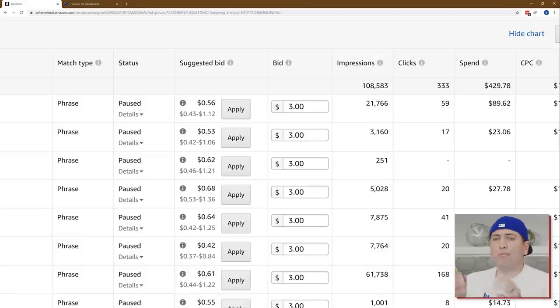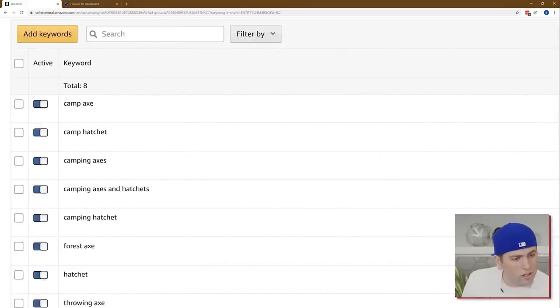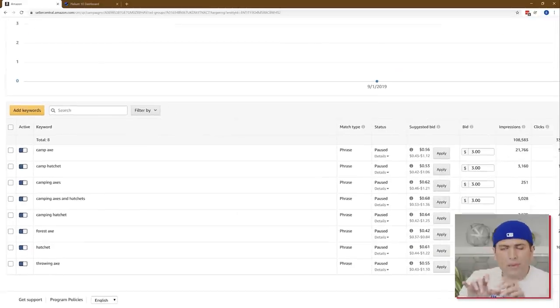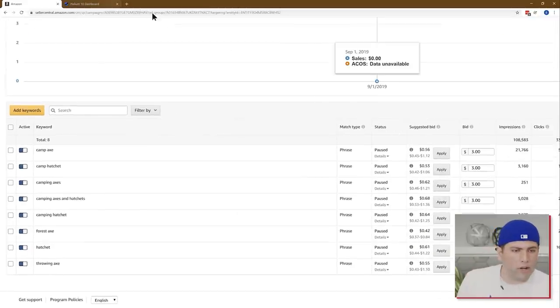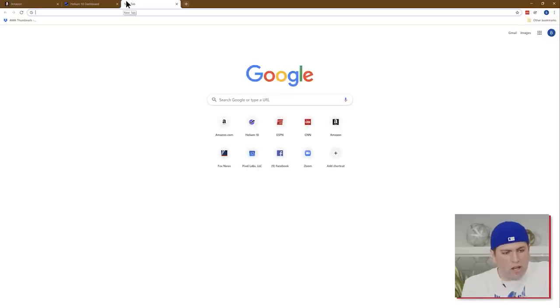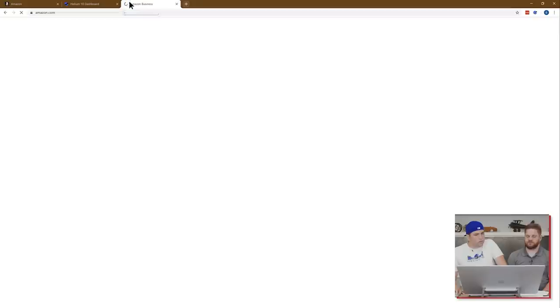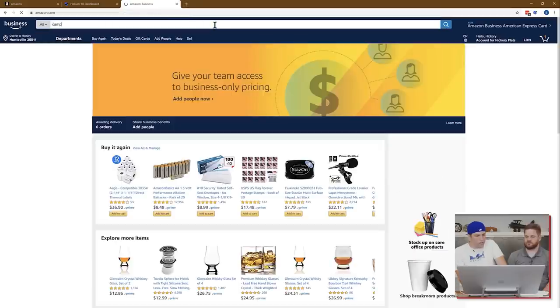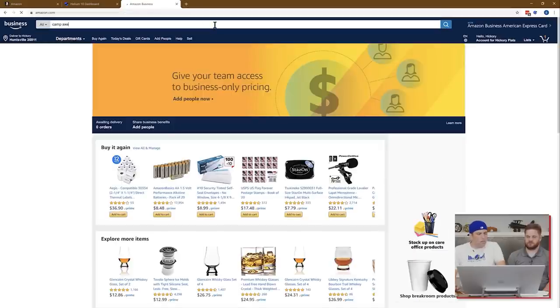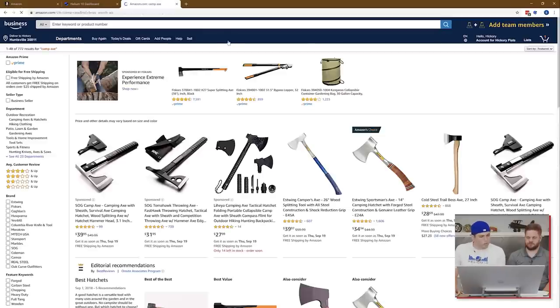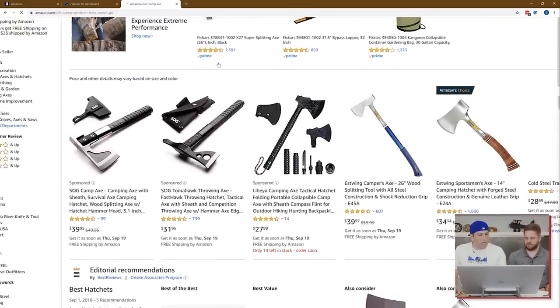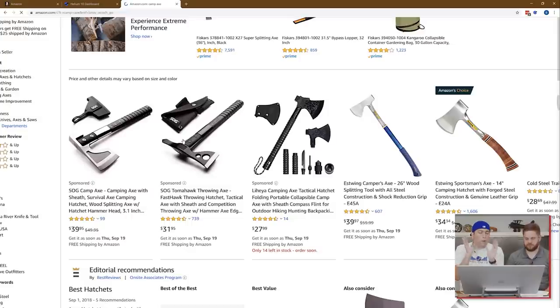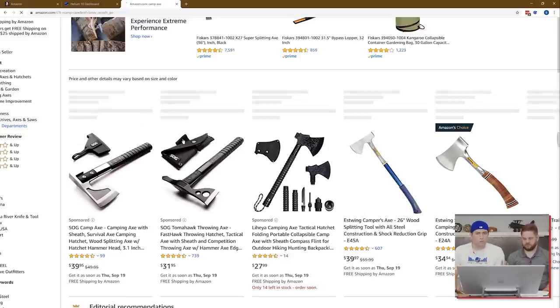Because remember, an impression can come from different things in PPC. You search for something, let's see, Camp Axe. You type in Camp Axe. Let's go ahead and do that right now in Amazon, and I'm going to show you guys how to count impressions. So we type in Camp Axe, okay? Now let's say this was our product right here, or one of these SOG Tomahawks. That's one impression. An impression just happened.